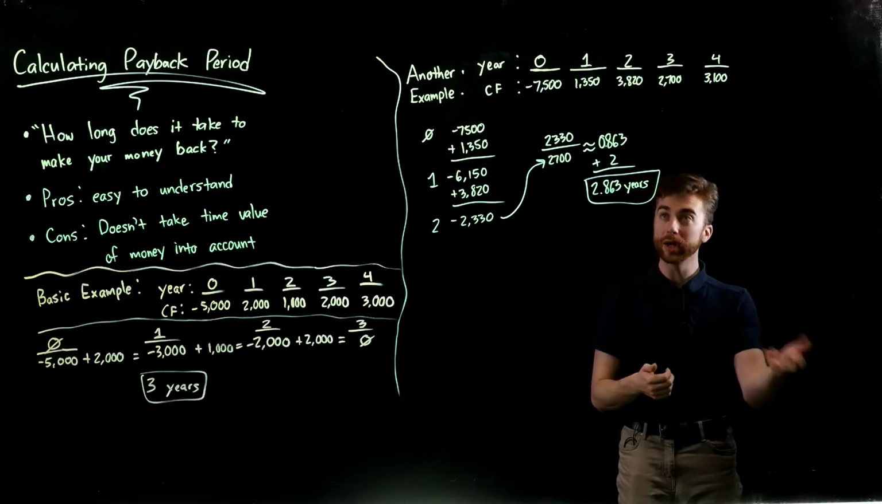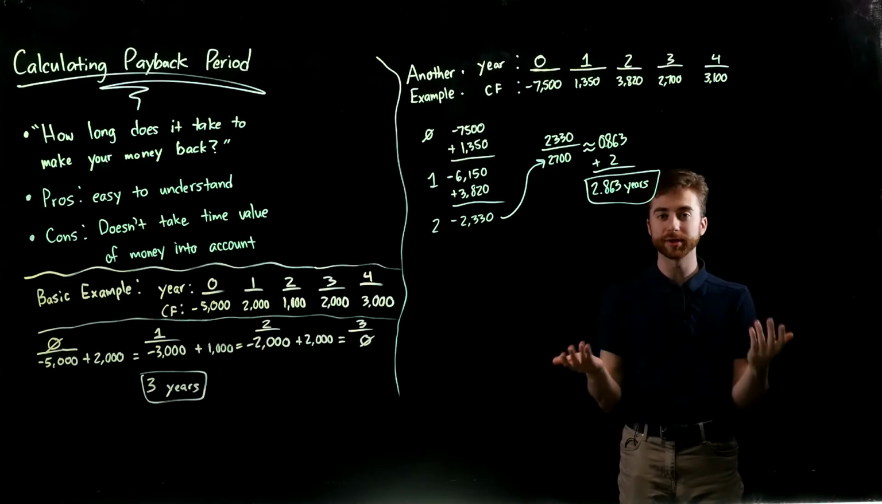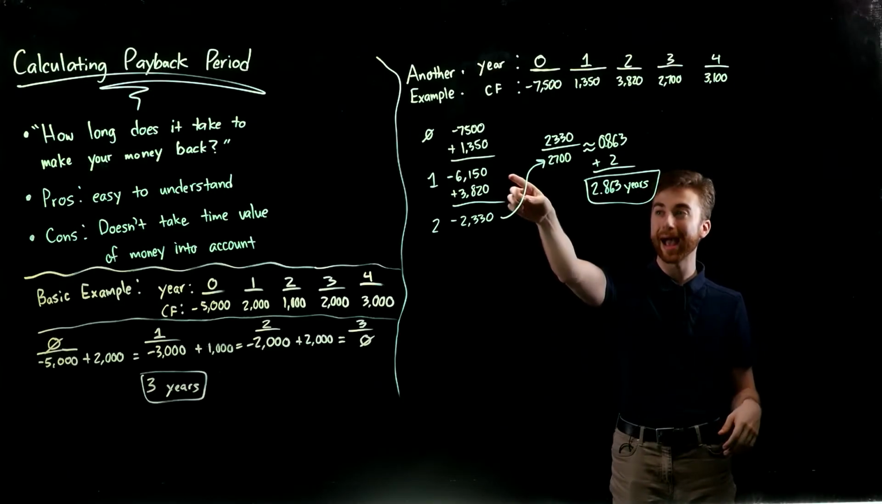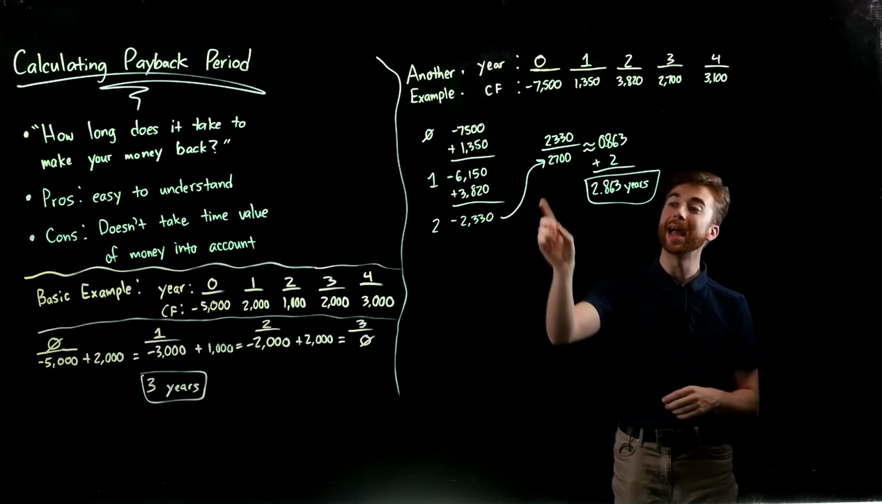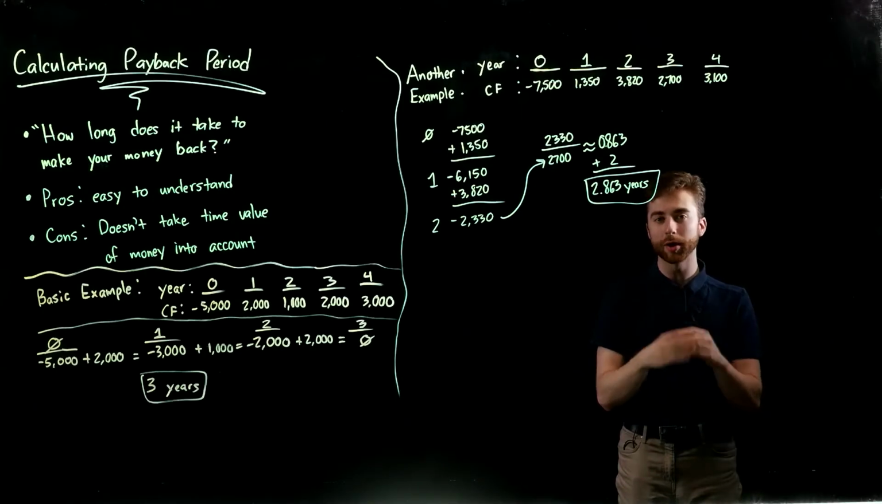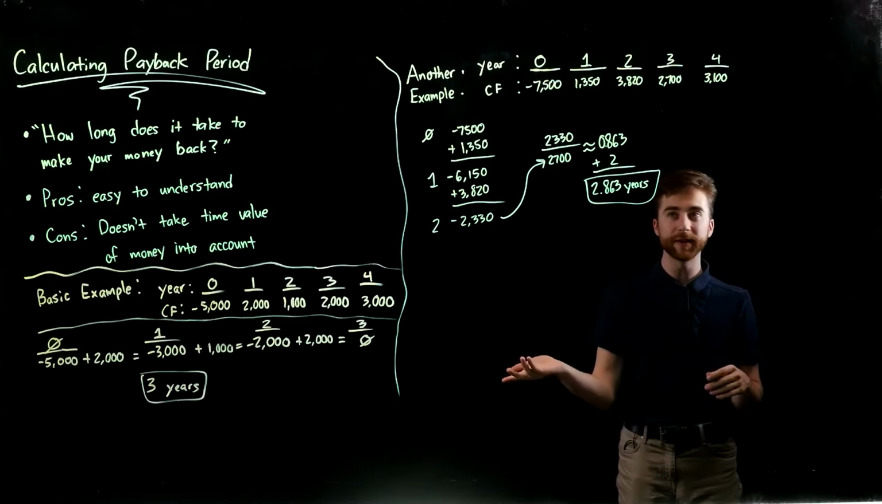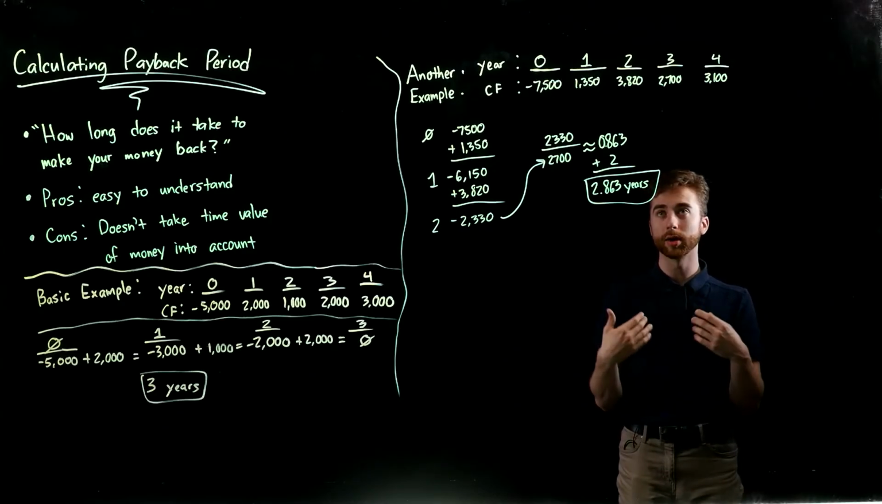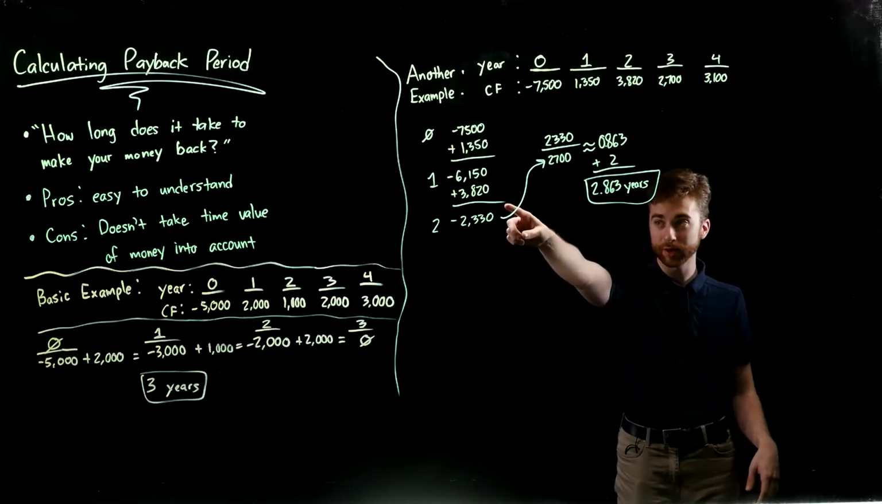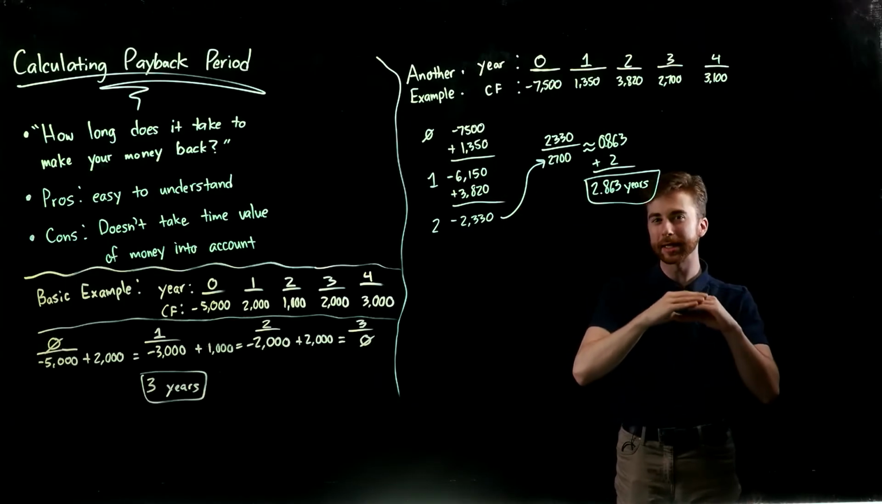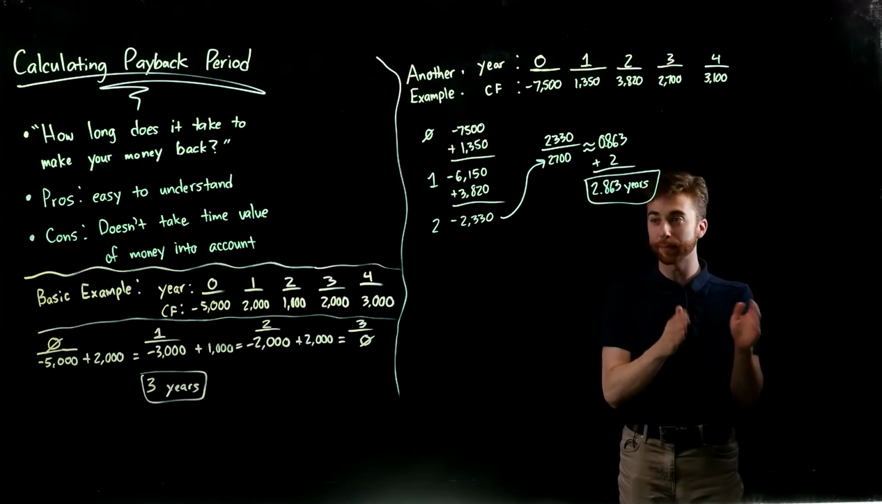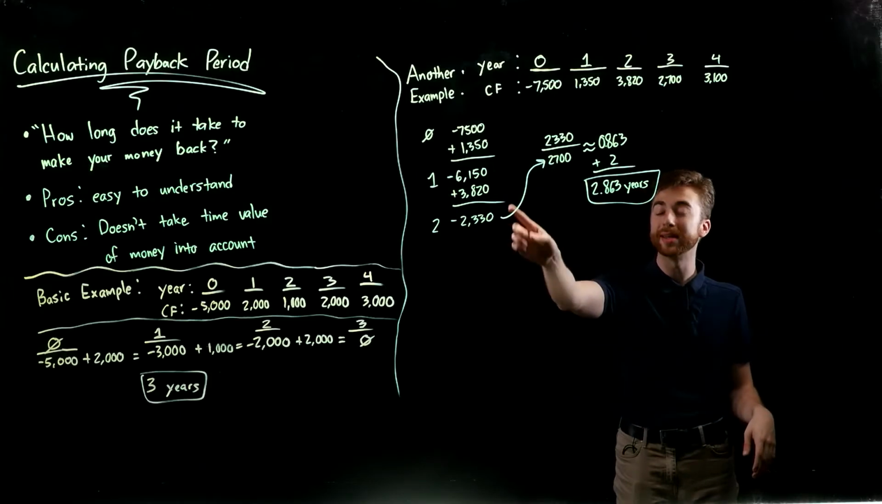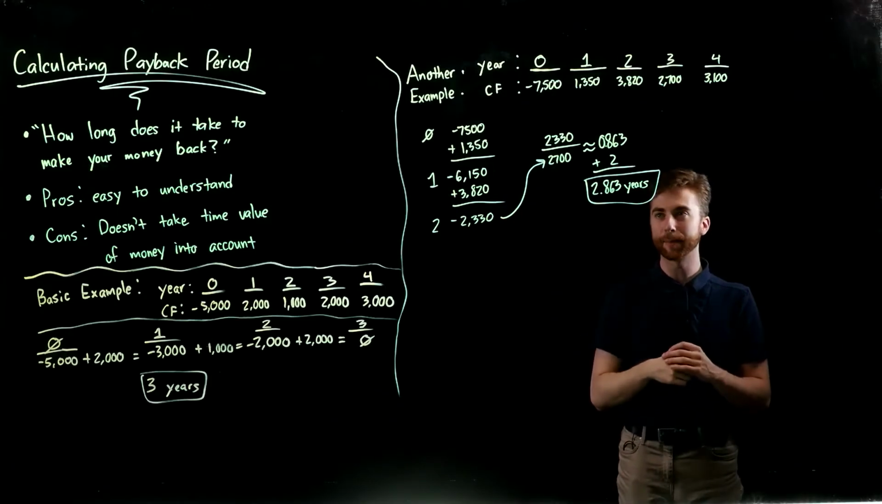In year 1, we earn $1,350. So I add that to my negative $7,500, and now I'm in the hole at the end of year 1, or as of year 1, $6,150. So the next year I earn $3,820. So I take the $3,820 into account, add it to where I'm sitting as far as making my money back at that point in time, and I'm going to be at negative $2,330 at that point in time.